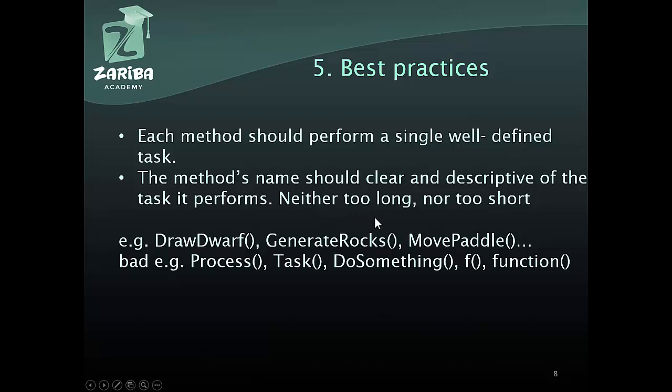The method's name should be clear and descriptive of the task it performs, neither too long nor too short. So these examples here: draw dwarf is fine, generate rocks is fine, move paddle is fine, but something which is very generic is bad. Something like process, task, do something, or just f, just a function. These are not descriptive of what you're trying to do, so always try to name them appropriately.